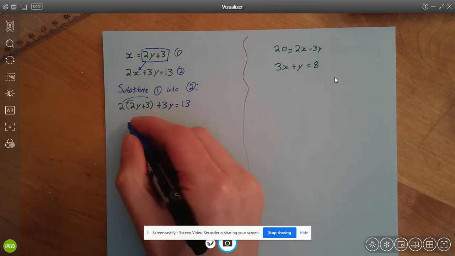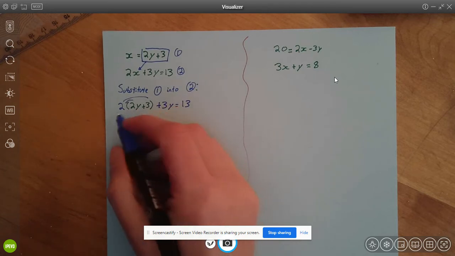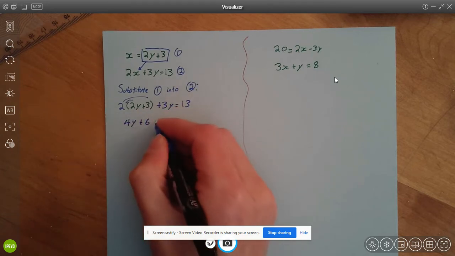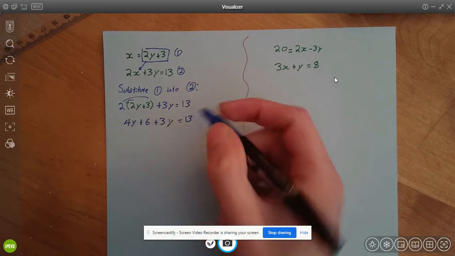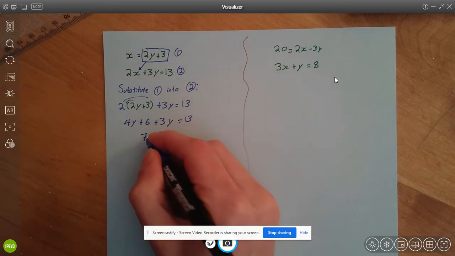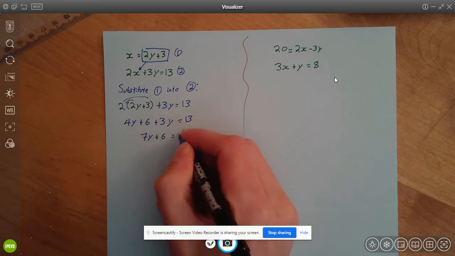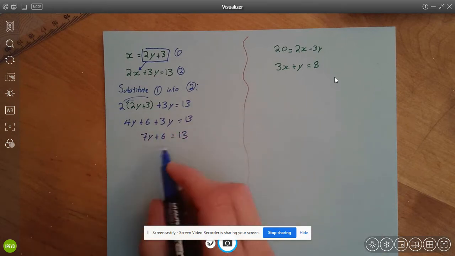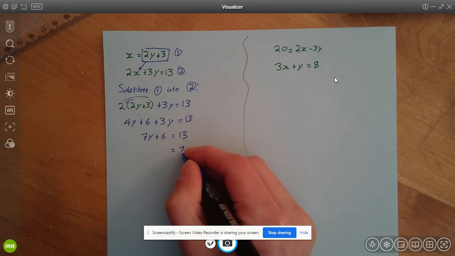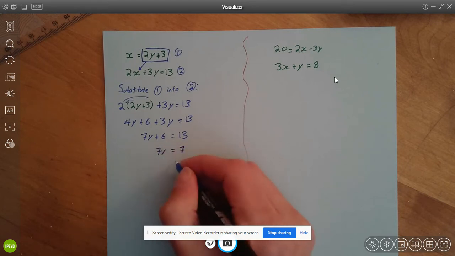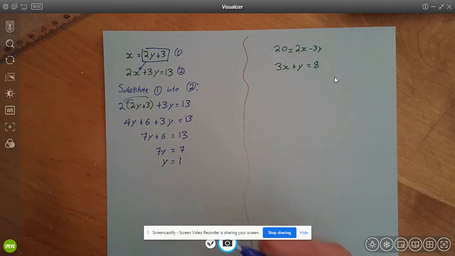So I'm going to distribute to get rid of the bracket. So 2 times 2y is 4y. 2 times positive 3 is positive 6. I'm going to collect like terms. So 4y plus 3y, I've got 7y plus 6 equals 13. I want to get y by itself, so 6 comes to the other side. 13 minus 6 is 7. So I have 7y equals 7. So y equals 1.